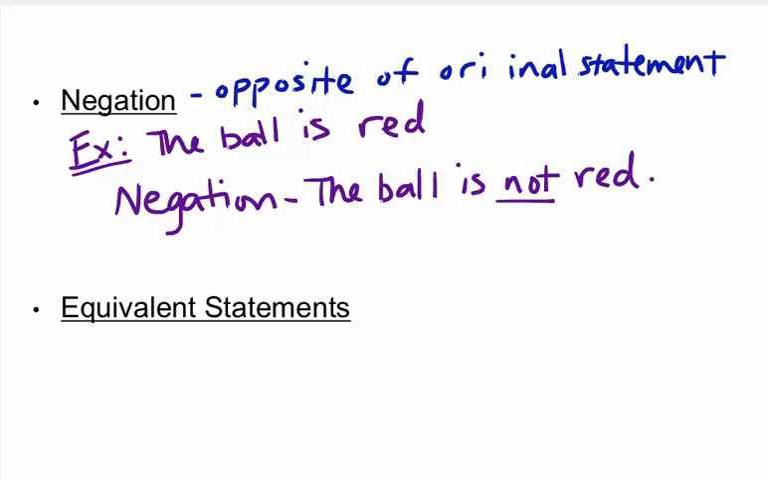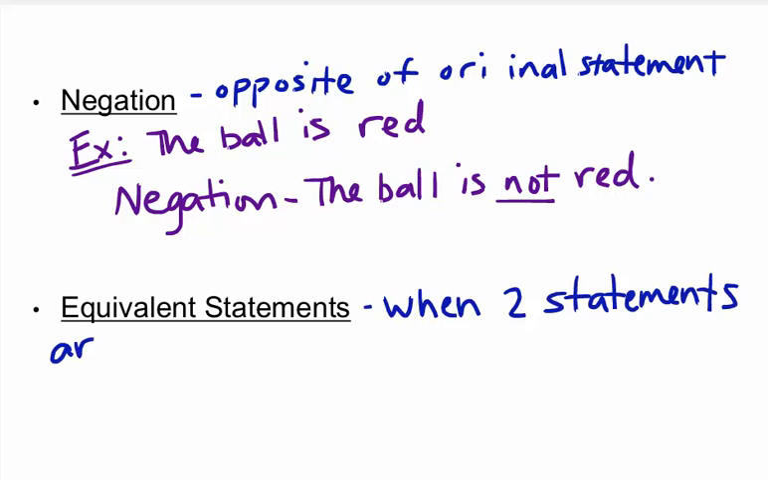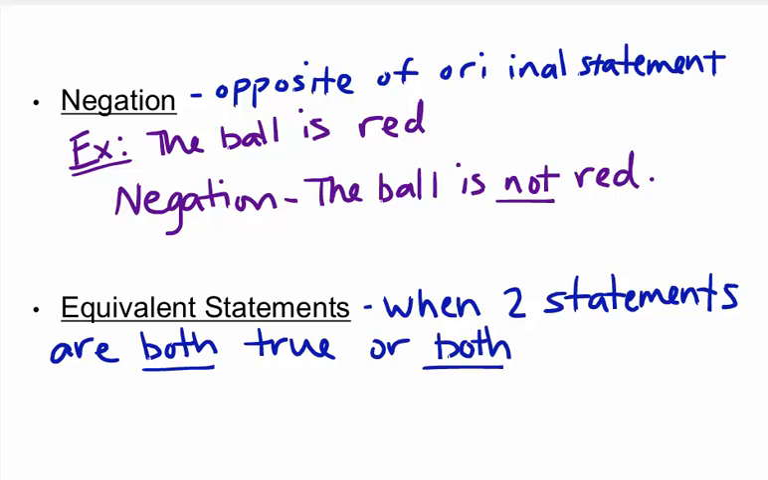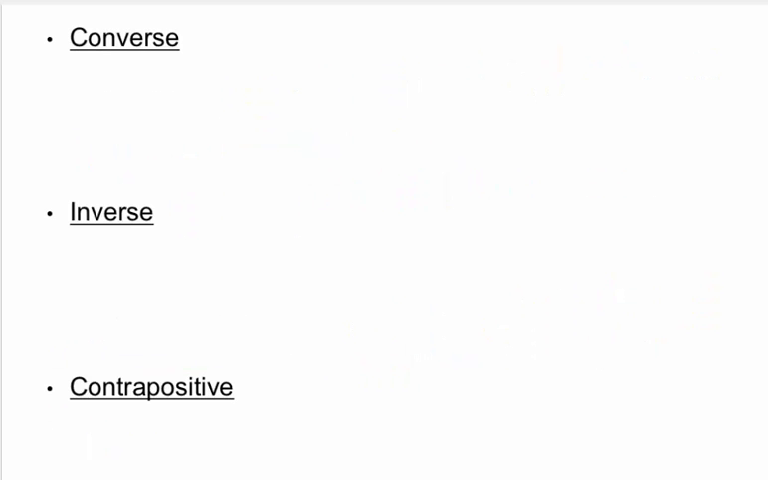That's it. Okay, an equivalent statement, which is pretty self-explanatory. An equivalent statement is just when two statements are both true or are both false. And we'll actually be going back to this slide to give you an example of two statements that would be equivalent. So we'll do that in a bit. All right, we're almost done with writing out some vocab, and then we'll see some examples.